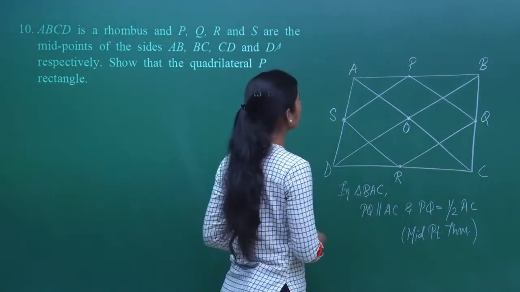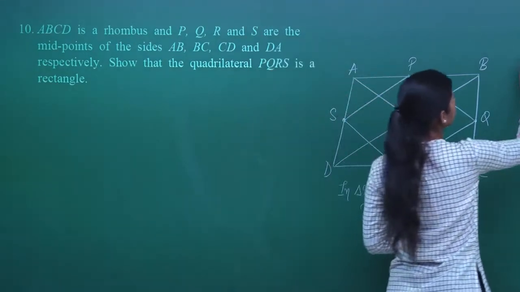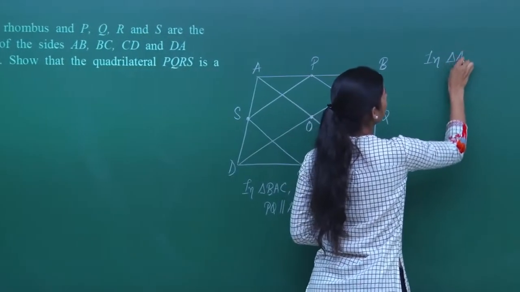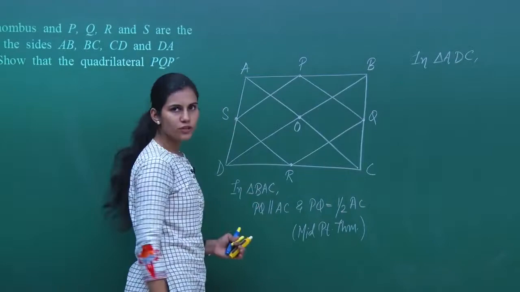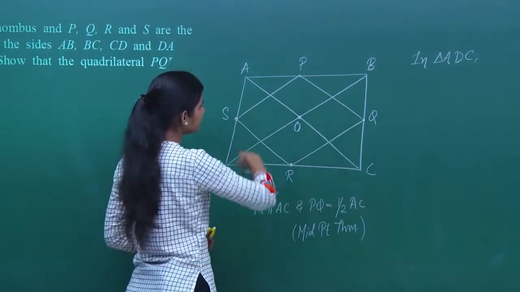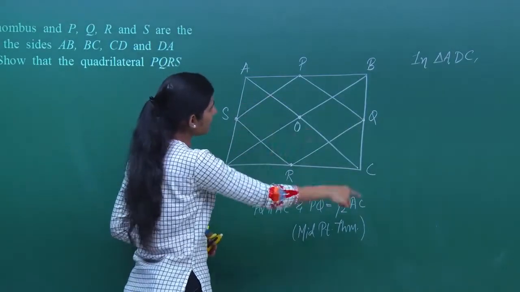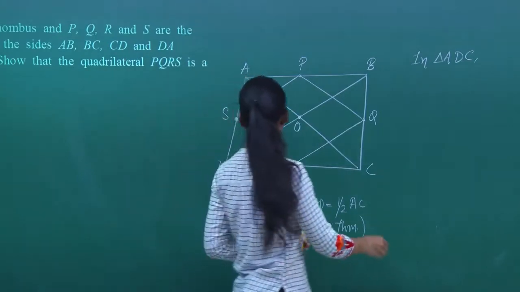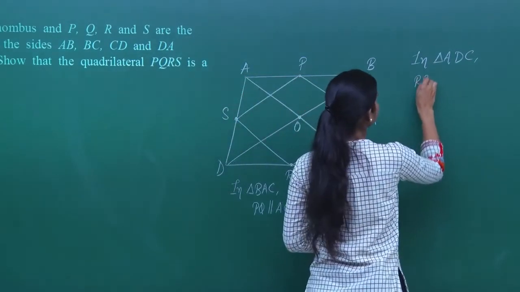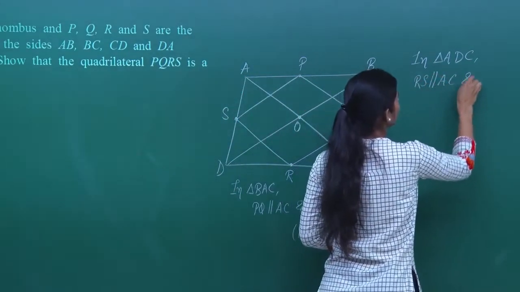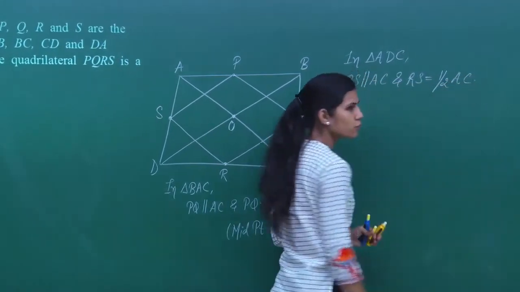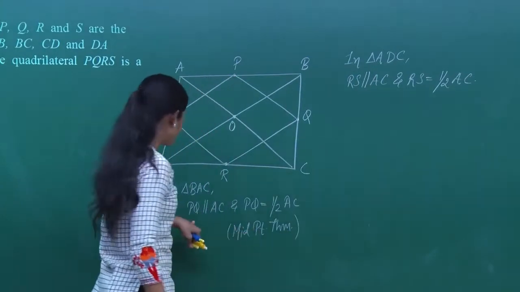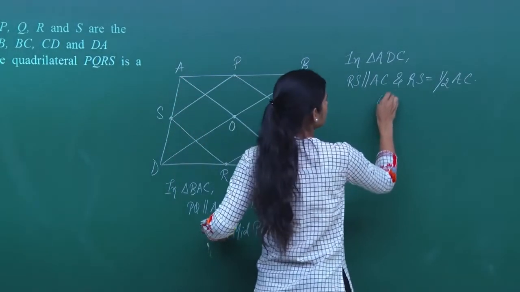Exactly in a similar way, if you consider the triangle ADC, you again have R and S are midpoints of two sides of the triangle ADC. So the line segment joining them is parallel to the third side. So I will have RS is parallel to AC and RS is half of AC. We have proved this, PQ is parallel to AC. Here also the reason is midpoint theorem.